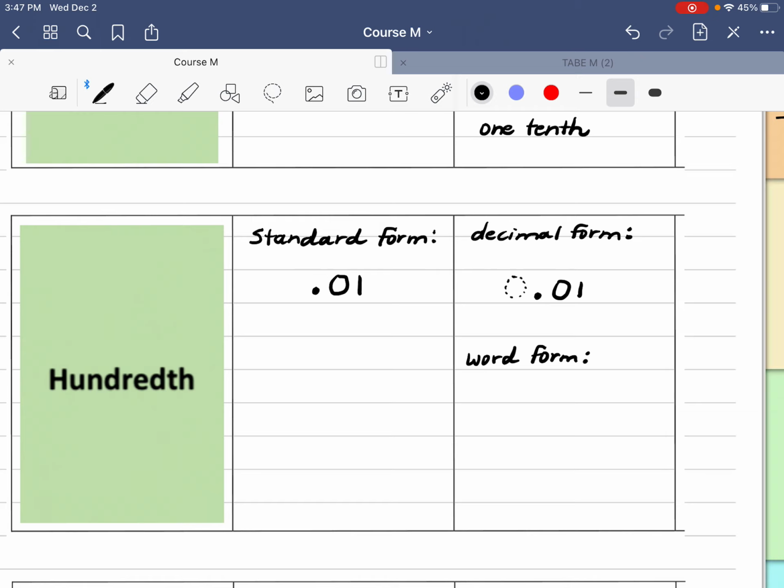So you write it as 1/100th. And the fraction form is 1/100.